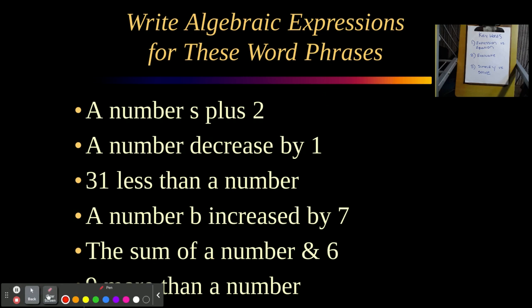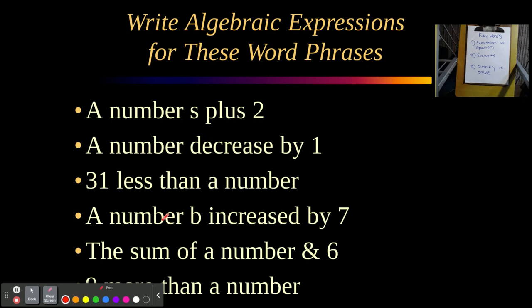And then so on. A number decreased by, so decrease means subtraction. 31 less than means subtraction. You're going to write 31 minus X. They didn't tell you what letter, so they're just saying 31 minus a number. So you just put X or R or W, whatever you want.